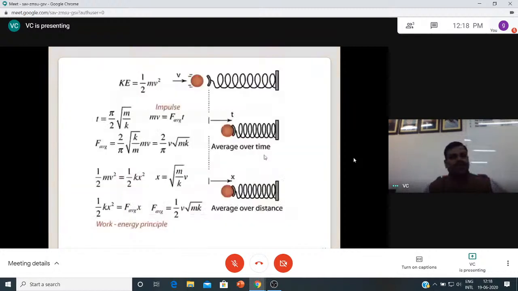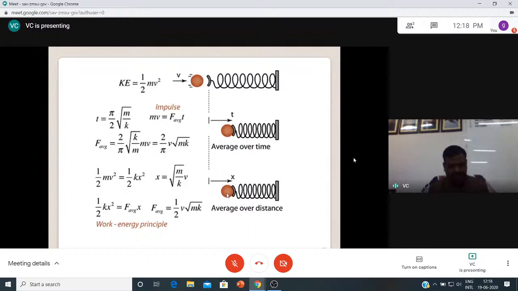Now let us see how the kinetic energy can be represented when a ball is hitting a spring. There is a spring, it is translation. When the ball is hitting, the kinetic energy is half m v square, because it is traveling with some velocity, and this gives the impulse. The time period can be obtained, since we know the frequency is 1 by 2 pi times root of k by m. From that the time t can be obtained and I can substitute. Then F average, after mathematical simplification, gives this value.